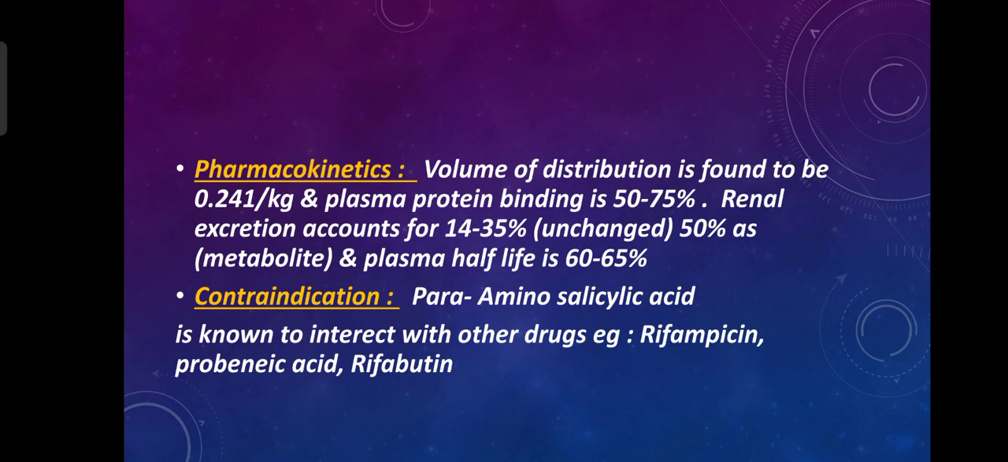Now the contraindications. Every drug has indication and contraindication. So para-amino salicylic acid is known to interact with other drugs, especially with rifampicin and probenecid or rifamycin. So these are certain drugs which can easily interact with para-amino salicylic acid.